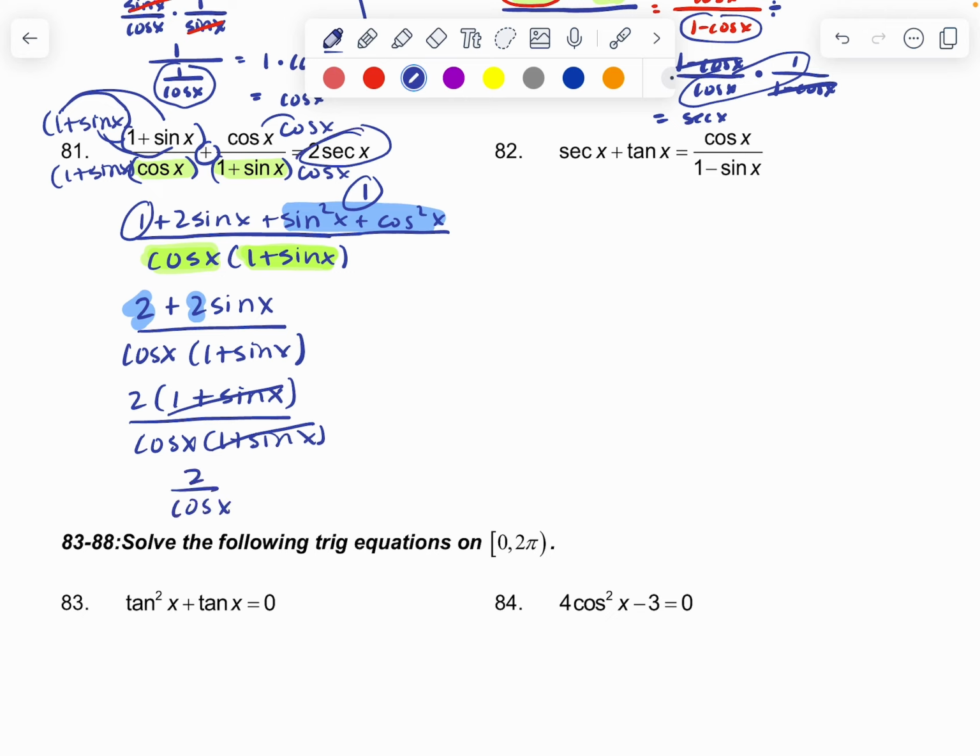Now, let's look again. I want it to equal 2 secant x. So I've got the 2. And you guys, I could put a little times 1 here. 1 over cosine actually equals secant. So this is just 2 secant of x. So I got what I wanted.